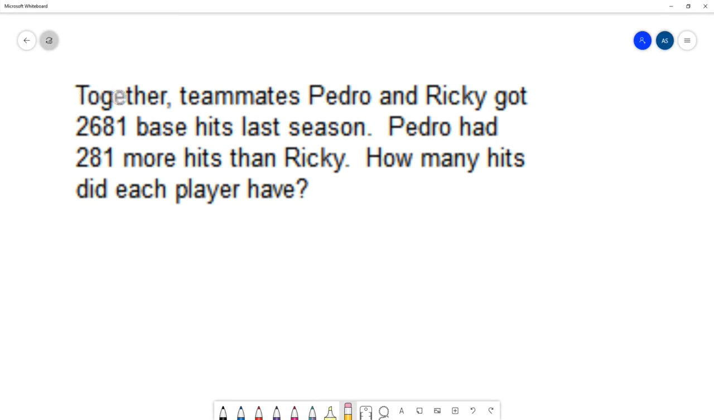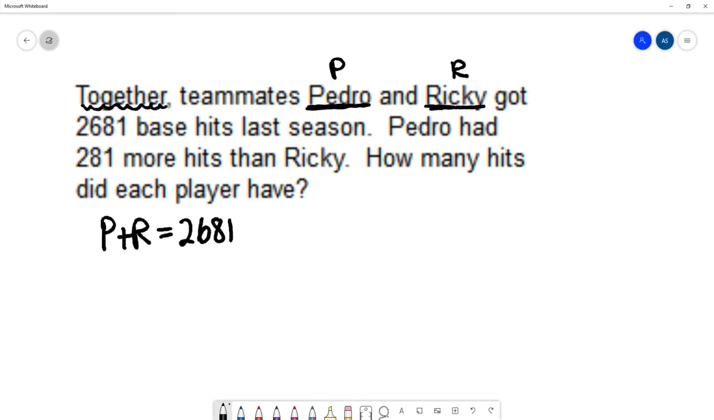So this sentence here says, together, teammates Pedro and Ricky got 2,681 base hits. So what I'm going to do is let the number of hits that Pedro had be P, and the number of hits that Ricky had be R. Together, meaning that we can add those number of hits together, we'll have 2,681. So P plus R is 2,681.